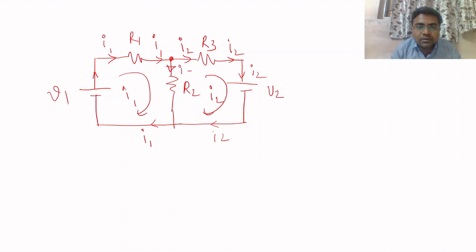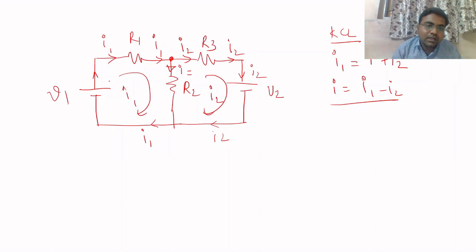What is the current in the middle branch? This is unknown. So if I apply KCL here, as per KCL, incoming current equals outgoing current, or the algebraic sum of currents meeting at a junction is equal to 0. So what are the incoming currents? The incoming current is I1. And what are the outgoing currents? I plus I2. So what will be I? I1 minus I2.